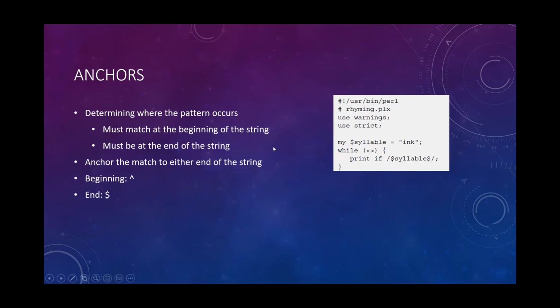So again, the anchor either has to be at the beginning or at the end. If the anchor is at the beginning, we put a caret. If the anchor is at the end, we put a dollar sign. So here we've got while, printf, syllable. We've got that dollar sign. So we want to know if the word ink here has the dollar sign, which is going to be at the end of whatever we're looking at. If we wanted to see if syllable would be at the beginning, it would be dollar sign syllable to indicate the variable. And then at the end here, we would put that caret, which is the one above the six.